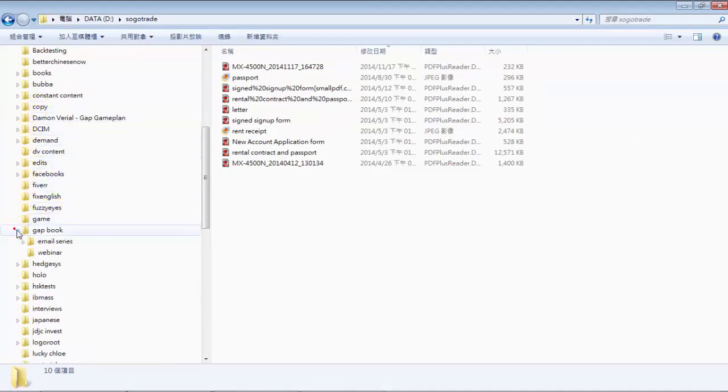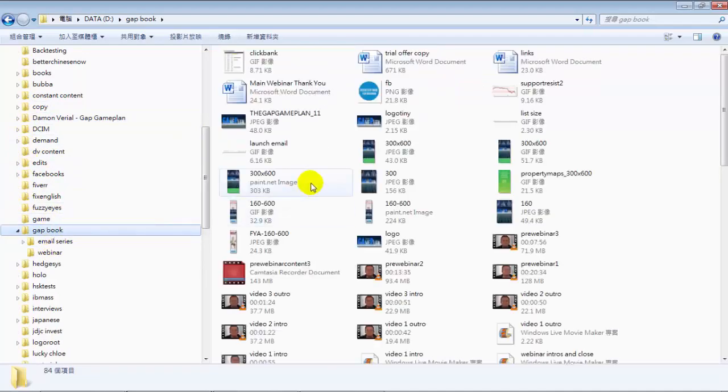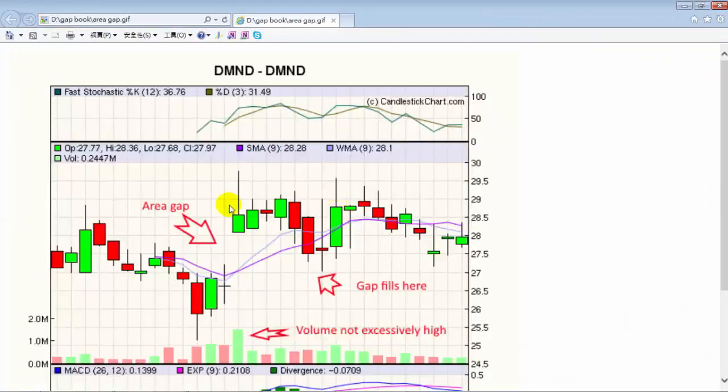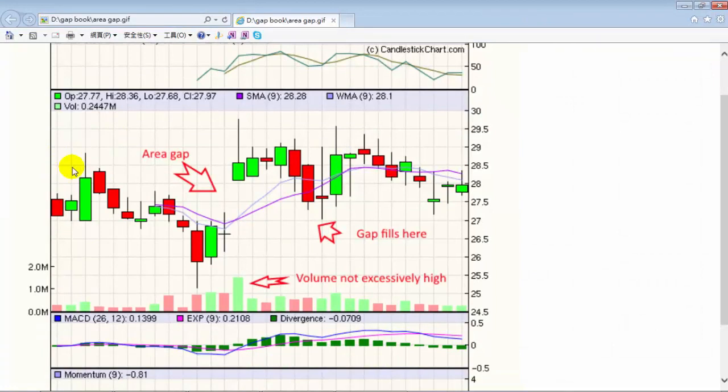Let me show you what I mean here. Alright, so if you did the gap game plan, we talked about breakaway gaps and area gaps. Let's look at area gaps first. The idea of an area gap is that the gap will always fill, so that eventually this little space here will be filled by candlesticks, and that happens on day 6 or so.